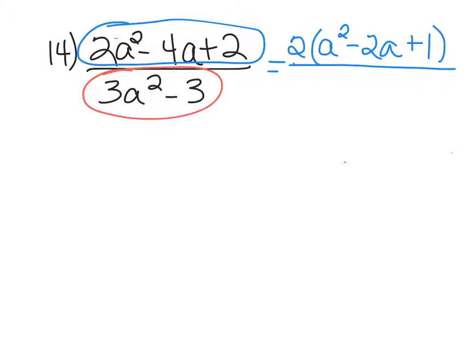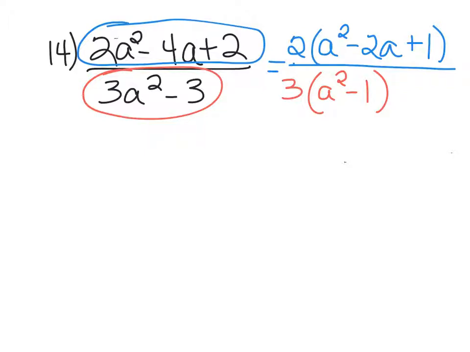3a squared minus 3. Well, I can pull out a 3, and that's about it. Both terms don't have an a. So if I pull out the 3, 3 times a squared gives me 3a squared, minus 3 times 1 would give me negative 3. Now as I go back and look at my numerator again, I have 2 times a squared minus 2a plus 1.